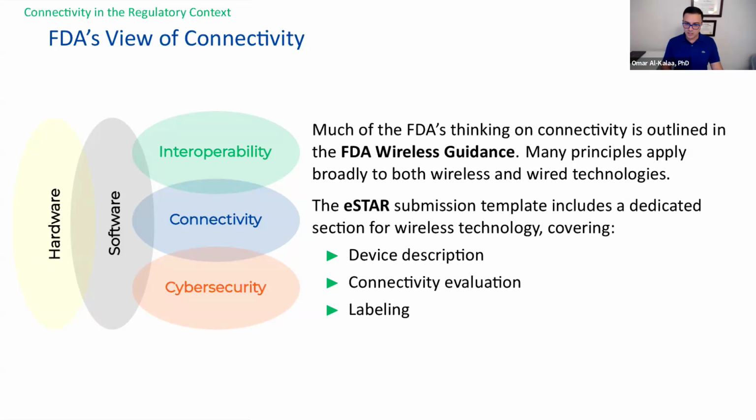But at the same time, it's not only limited to wireless. There are many principles in that guidance that apply to both wireless and wired technology. The eSTAR submission, which I'm hoping that most people in attendance are familiar with, has a specific section for reporting on the used wireless technology, how it was evaluated, how it was tested, how the risks associated with it were addressed. And under that section, there are segments for the device description, the evaluation, and the labeling. All of that information can be traced back to the FDA wireless guidance.